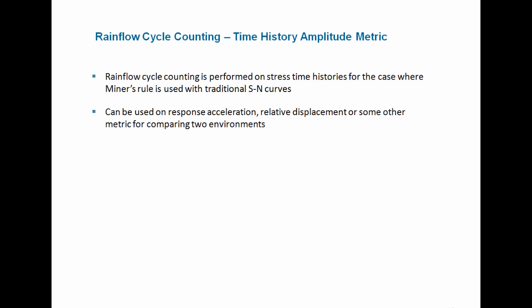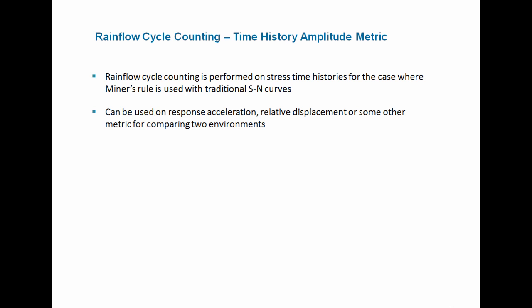Okay, now rainflow cycle counting is performed on stress time histories for cases where Miner's rule is used with a traditional SN curve. So this would be the case where we're trying to determine whether a hard failure is going to occur, or how much life we have, or how much margin, or whatever.